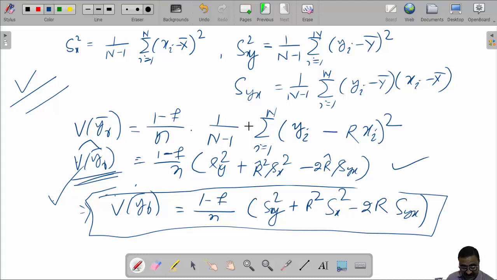Now in my next lecture we shall discuss the comparison between the ratio estimator and the simple mean estimator under SRSWR scheme. Thank you.